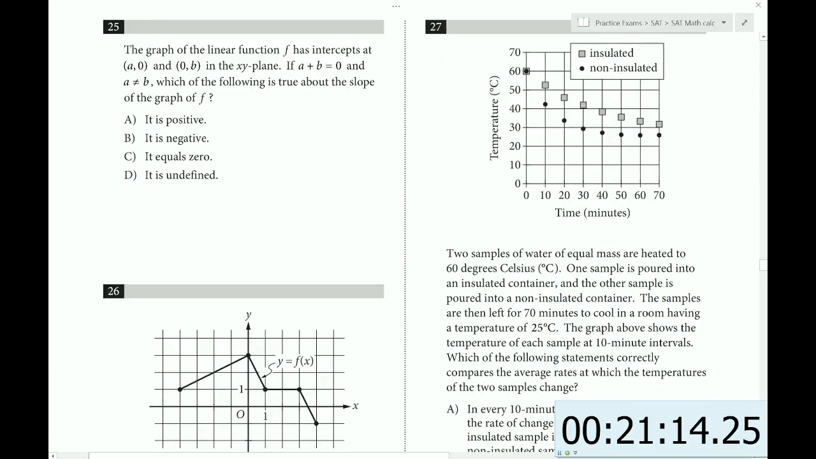The graph of the linear function f has intercepts (a, 0) and (0, b) in the xy plane. If a plus b equals 0 and a is not equal to b, which of the following is true about the slope of the graph of f? So we want to find something about the slope. We do change in y over change in x, right? The change in y is b minus 0, and the change in x is 0 minus a. So we end up with b over negative a. In other words, we get negative b over a.